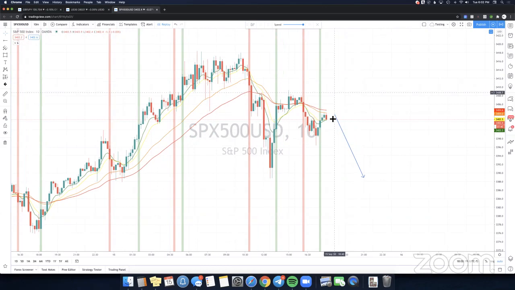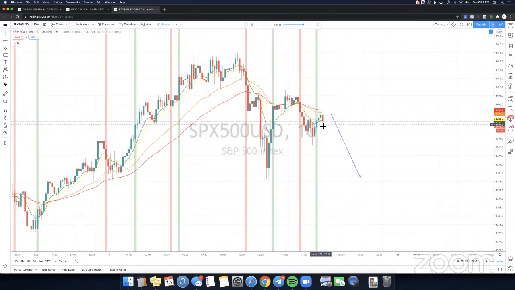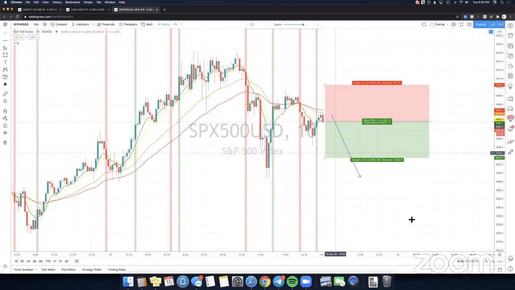But yeah, so right here, it looks like a sell's actually forming, Portia. So if you get that sell signal, I would take it and then write it down. Looks good.